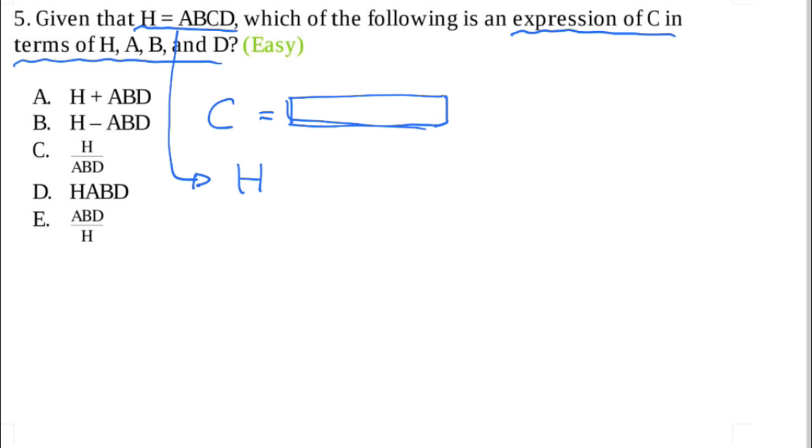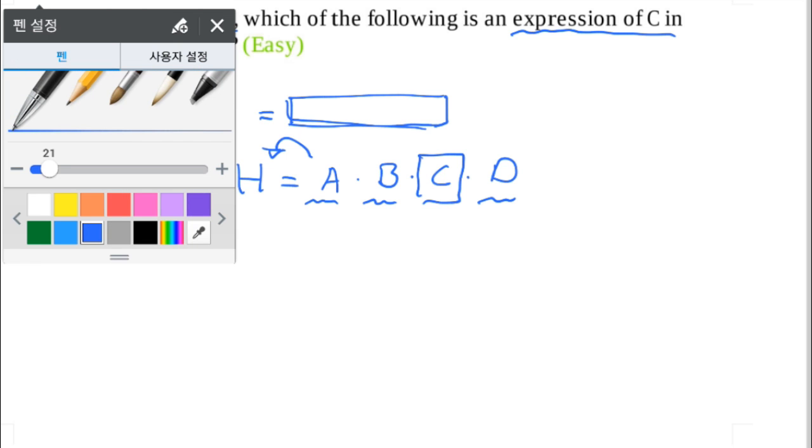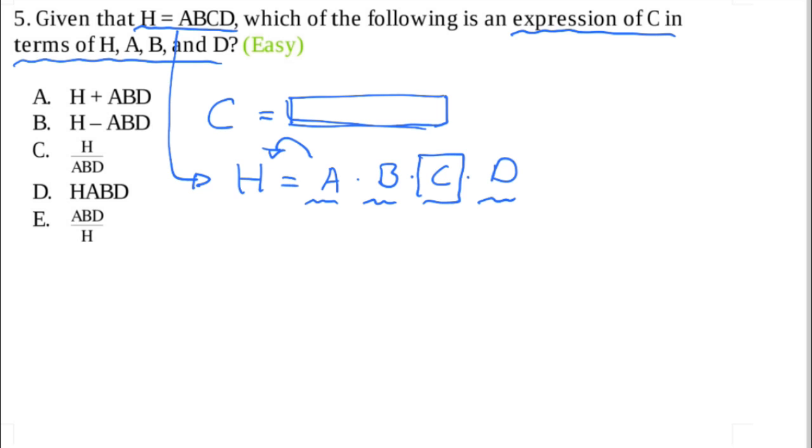Let's look at the given equation. So H equals A times B times C times D. What we want is this variable C to be isolated. And in order to do that, we need to move variables A, B, and D to the left side of the equation along with H. And what we will do is, because they are all multiplication, we have to divide them. Now you can choose to divide A and then B and then D.